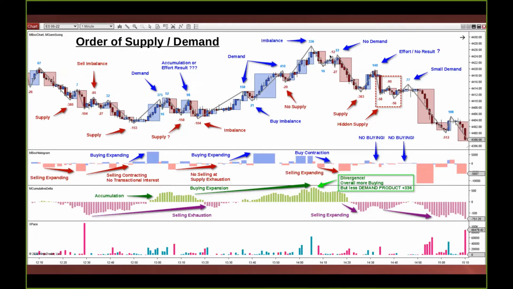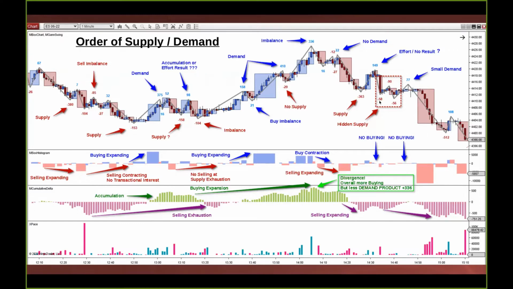Okay, and we get a no demand here. 22, we get supply minus 363. 149, that seems like a large number compared to the previous swings. Is this effort no result? Look at the histogram here. There's no buying, no buying. So this can be concluded to be effort no result.